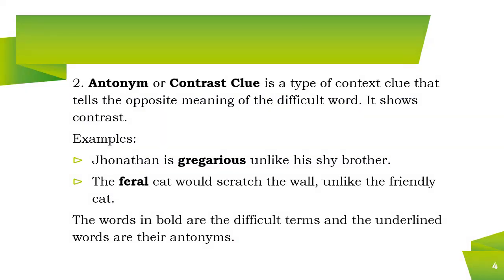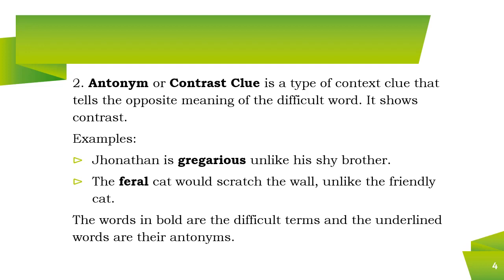Now let's go to the second type, the antonym or contrast clue. It is a type of context clue that tells the opposite meaning of the difficult word. It shows contrast. So, when we say antonym naman, it tells opposite, kabaligtaran. In synonym, pareho, same. In antonym, opposite, kabaligtaran. So, in this example, we have, Jonathan is gregarious, unlike his shy brother.